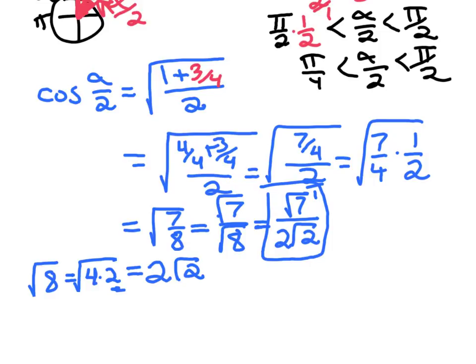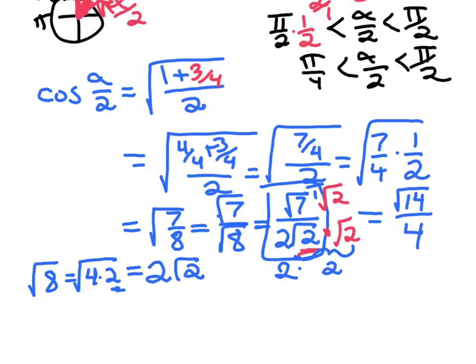My math lab wants you to rationalize denominators, so I can do that by multiplying numerator and denominator by the square root of 2. I need to rationalize this radical right there. And so square root of 7 times square root of 2, this is square root of 14 in the numerator. In the denominator, I have 2 times the square root of 2 times itself, that's 2. So I have 2 times 2 in the denominator, which is 4. And so my final answer is positive square root of 14 over 4.